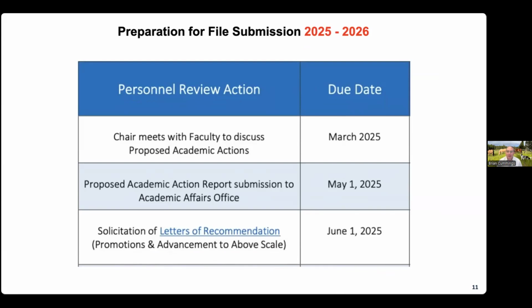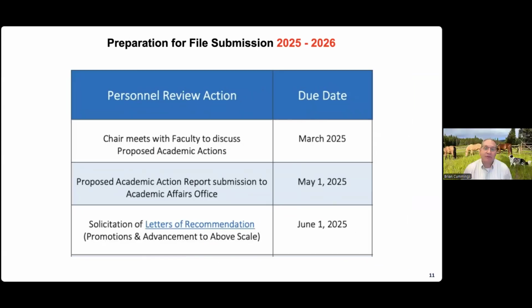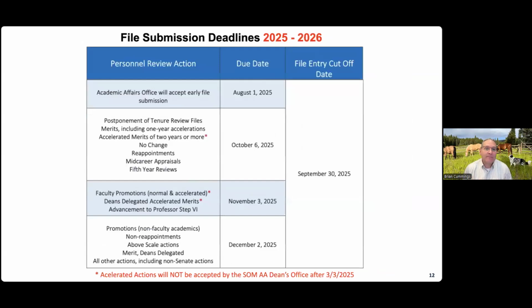That's your department's job to do, but that's the deadline for your department to make sure that that's gotten underway. And then next comes the Academic Affairs Office, which starts accepting files in August. Depending on what the action is, if it's a postponement or a merit with a 1-year acceleration, et cetera, or no change, those files are due October 6th.